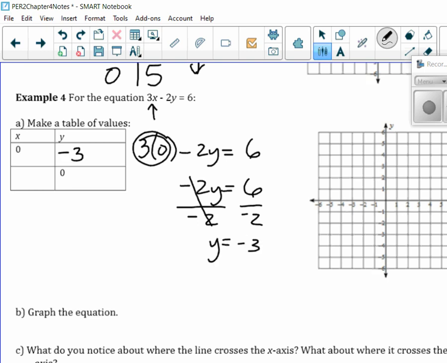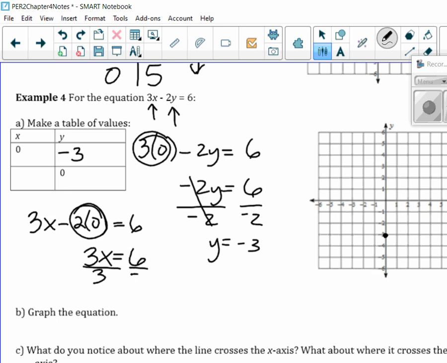So now I'm going to plot that. 0, negative 3. The second one gives me where y is 0. So if I were to do that one, I would get 3x minus 2 times 0 equals 6. Again, anything times 0 will wipe that away. So really, I'm just left with 3x equals 6. Divide by 3. I get x equals 2. So then I'm going to plot 2, 0. So there's my second point. Get my ruler, and I connect with my ruler.